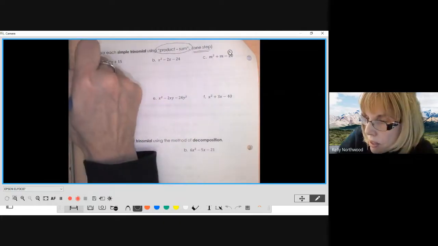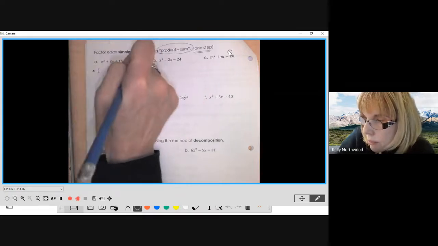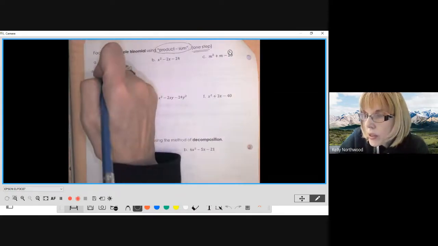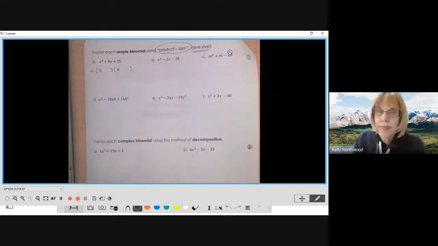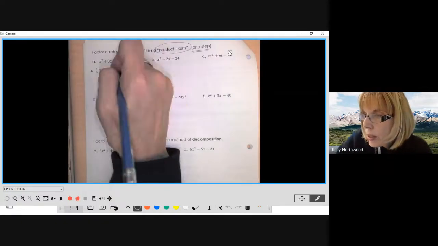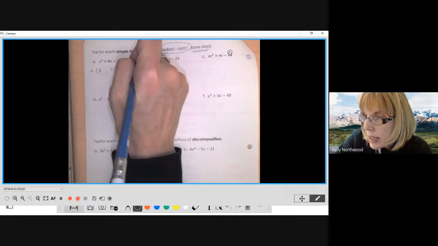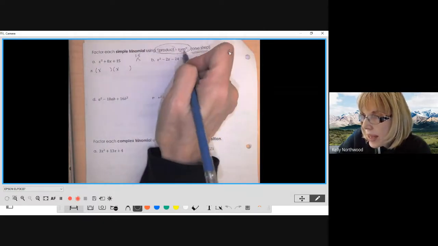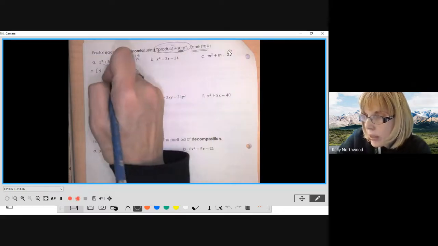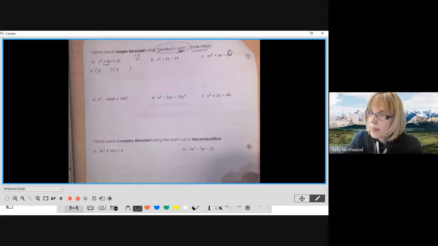And they always factor to give you 2 binomials. And then if we start with x squared, to get that x squared, there's going to be an x at the start of each binomial. And then to figure out the numbers that finish the binomial, you need 2 numbers that multiply to 15. So that's where the product part comes in. But they also have to add to, in this case, positive 8. So we need 2 numbers that multiply to positive 15 and add to positive 8.